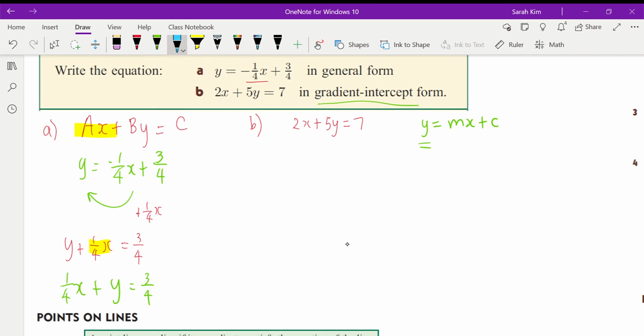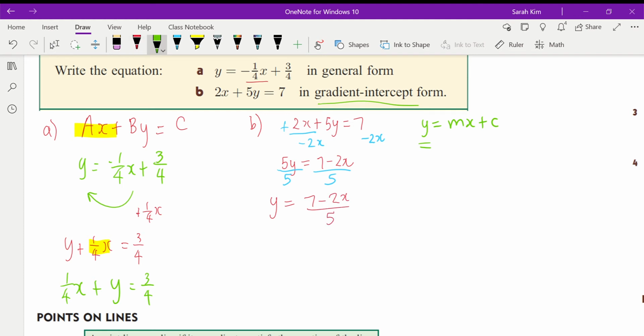Right, so first thing I have to do, I have to get rid of this plus 2x. So I do negative 2x, negative 2x. So hopefully we're pretty used to this. 7 take 2x. Alright, all I have to get rid of is now the 5. So divide 5, divide 5. So my y is the subject now, and it is kind of in the form of the y-intercept form.